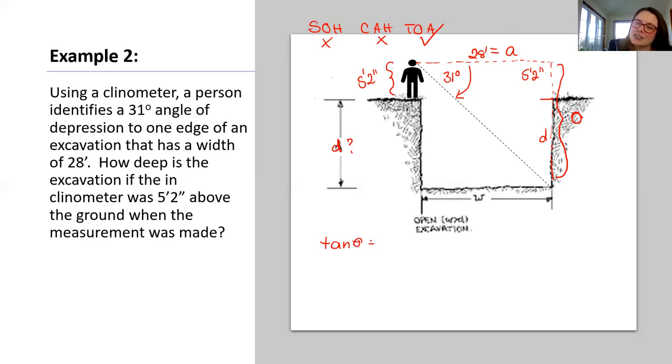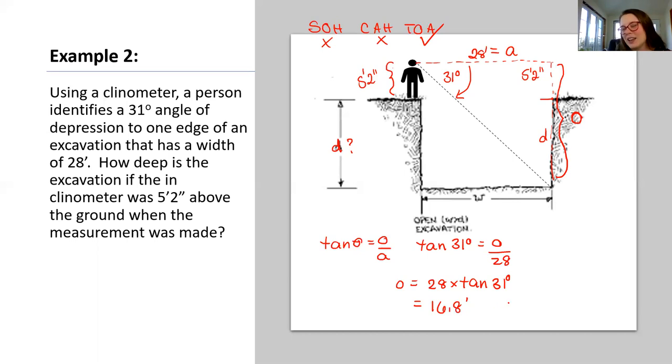So the tan of the angle is equal to opposite over adjacent. I keep writing it down, hoping it'll help you memorize them. So the tan of 31 is equal to the opposite side over my adjacent side of 28. So the opposite side is equal to 28 times the tan of 31 degrees, which is equal to 16.8 feet. Okay, and then I'm going to do a conversion. 0.8 feet times 12 rounds to 10 inches. So this is also equal to 16 feet, 8 inches.